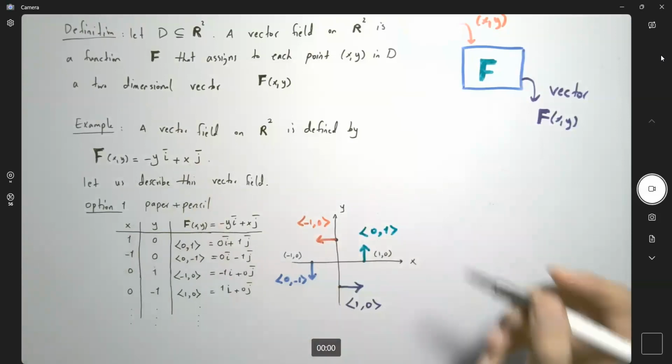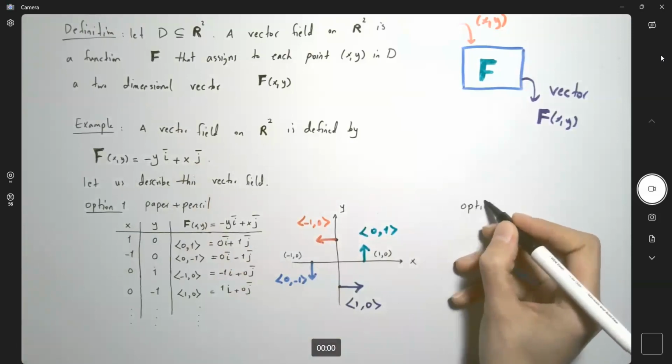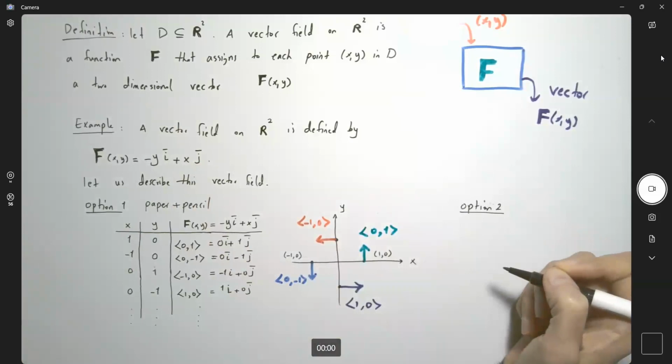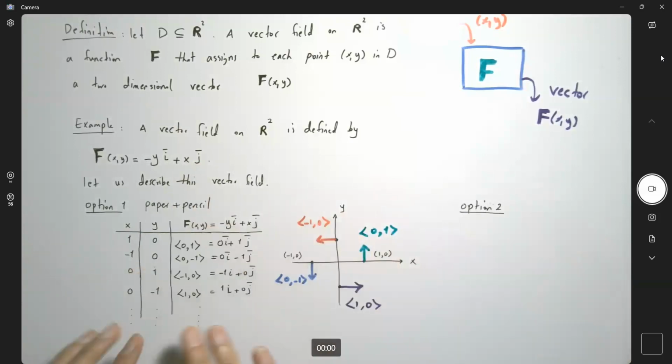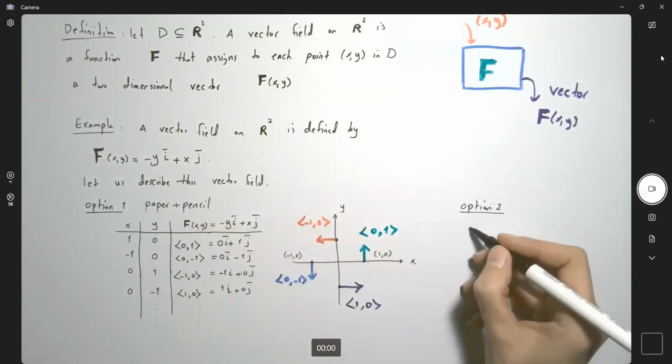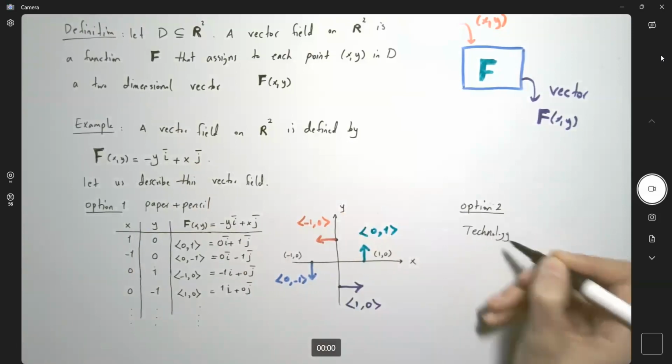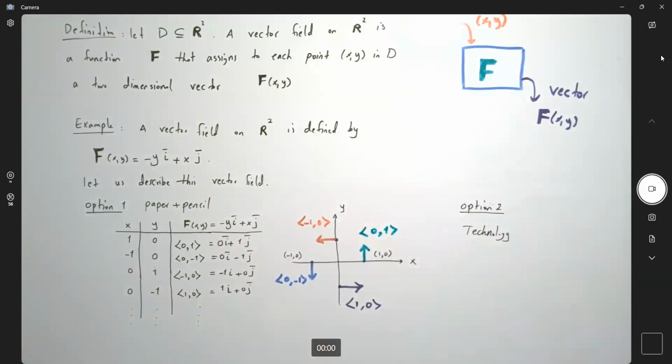Option 2 is using technology, much faster and much more accurate. But for the exam, you need to know how to graph these without using technology. In a bit, we're going to see how we can graph these types of functions and see the behavior using online websites.